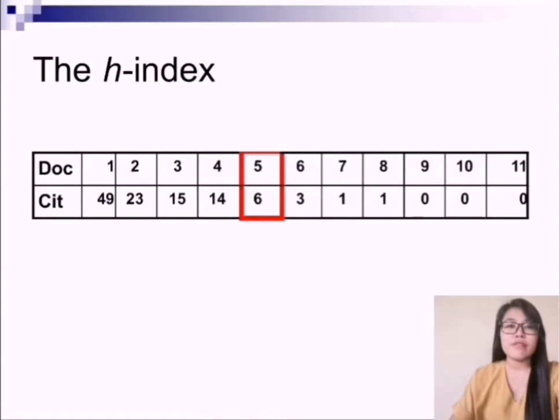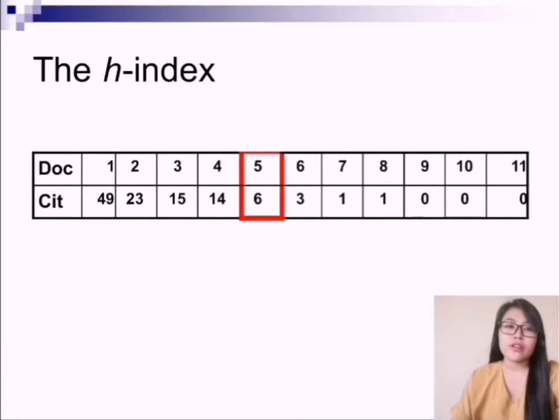Paper 1 received 49 citations. Paper 2, 23. 3, 15. 4, 14. 5, 6. 6, 3 only. 7, 1. 8, 1. 9, 0. 10, 0. And 11, 0.